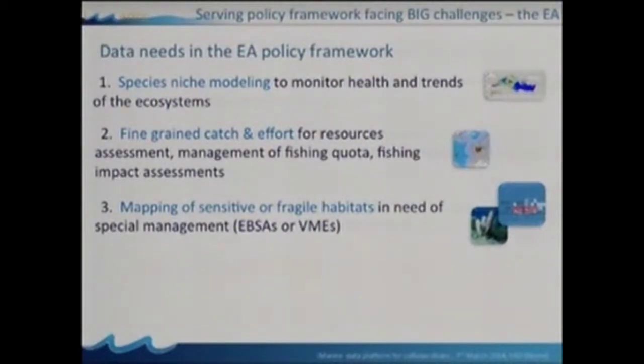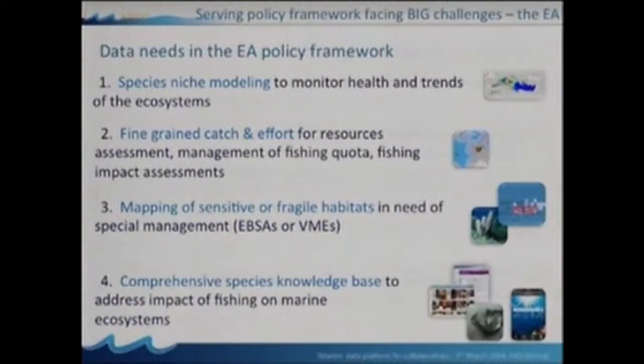Increasingly fishery management has a need to have special management rules to preserve sensitive or fragile habitats, and here you need mapping capacities. This is the case for VMEs, vulnerable marine ecosystems, or EPSAs. And finally, we also acknowledge a very strong need for comprehensive knowledge bases to, in general, provide policy, well, a broad dashboard of policy indicators to monitor, for example, state of large marine ecosystems.